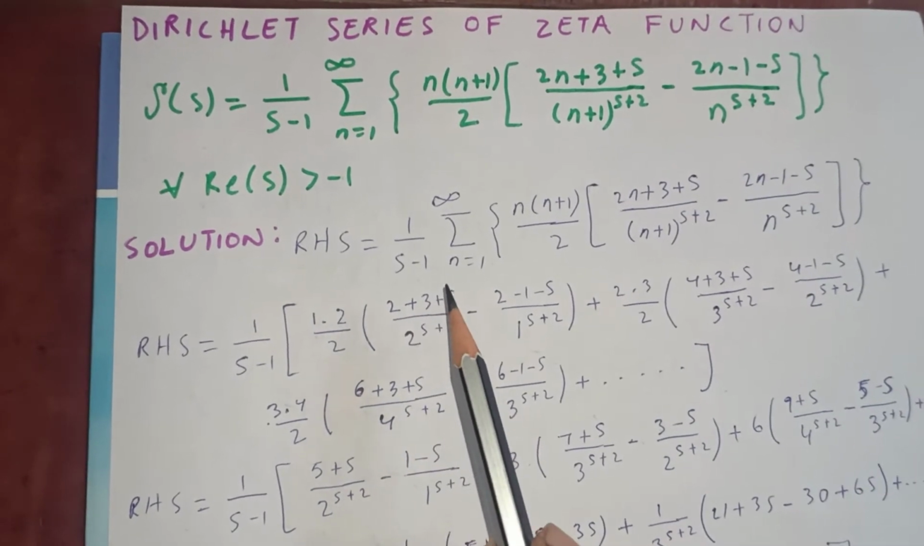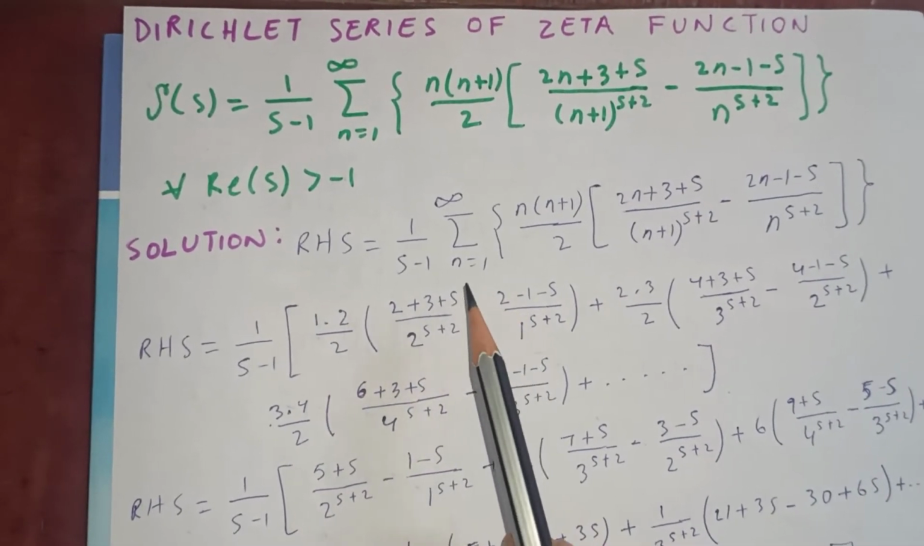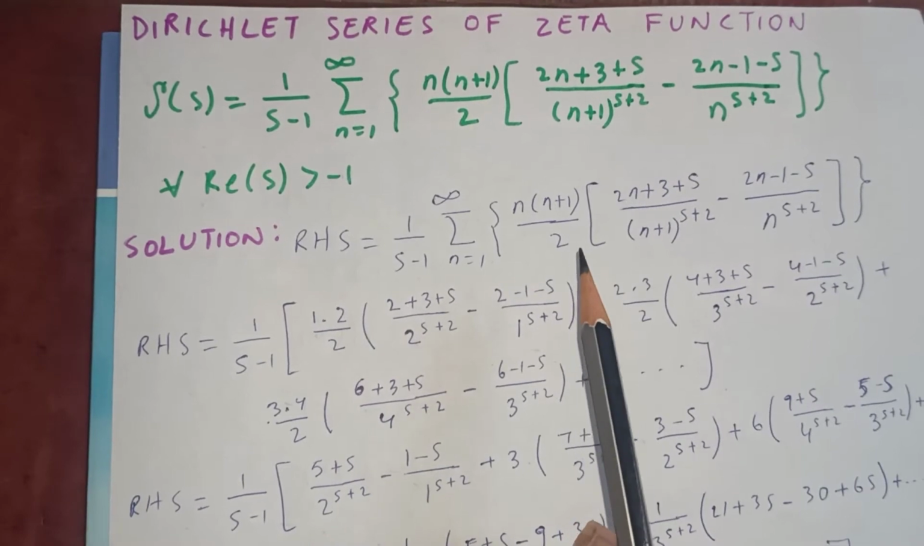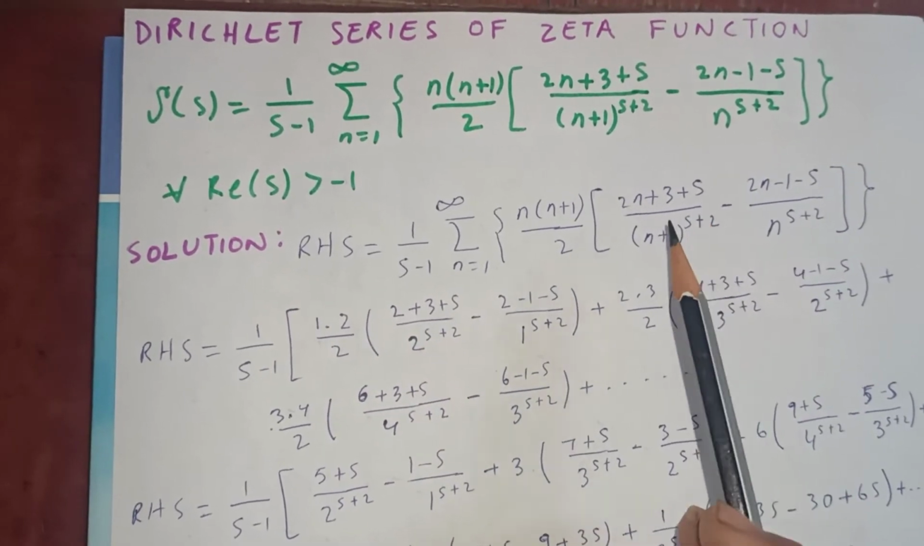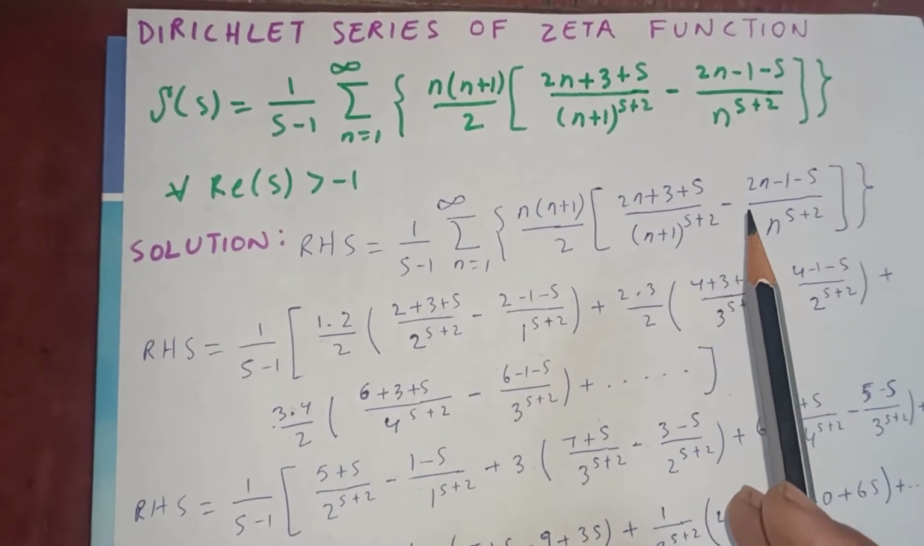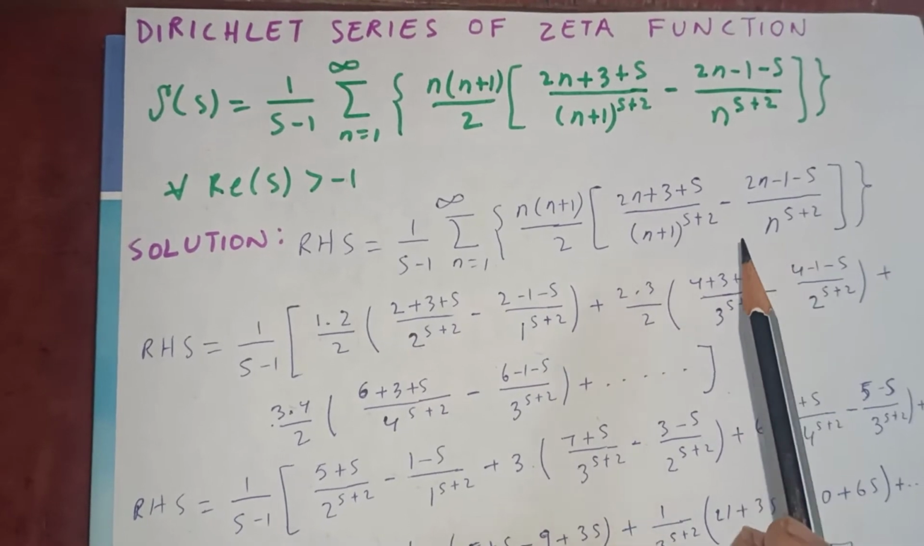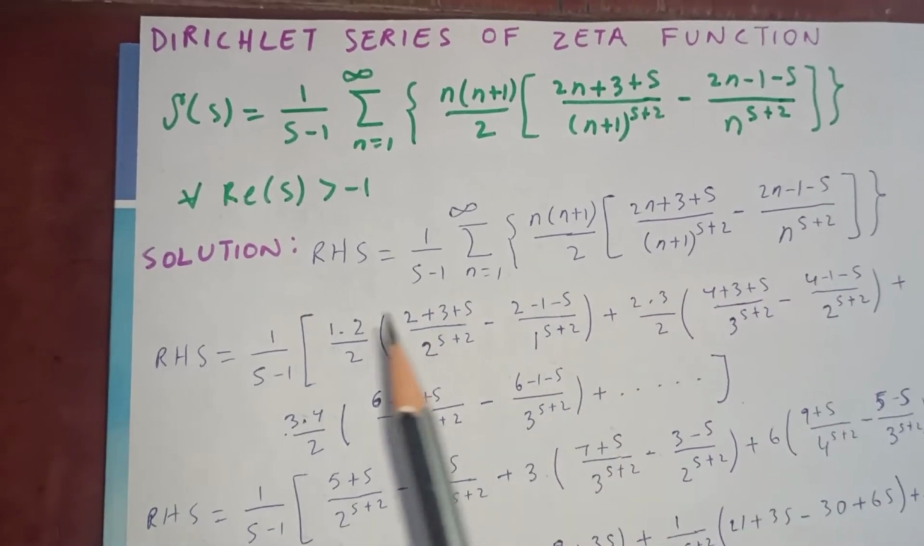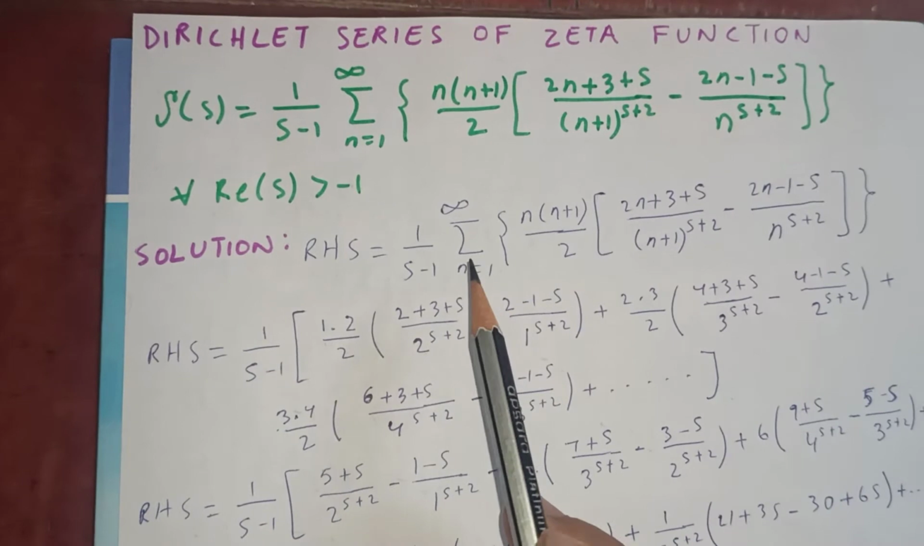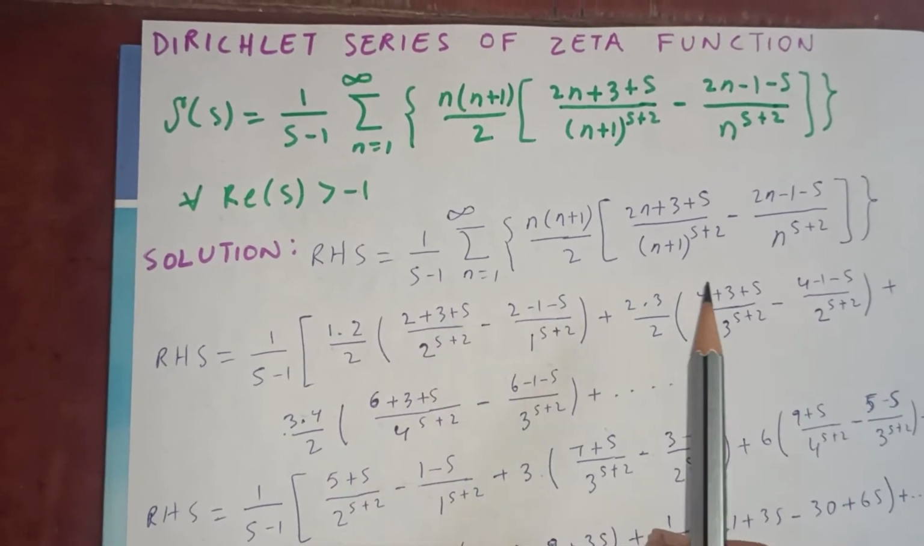So the right hand side is equal to 1 over s minus 1, sum from n equal to 1 to infinity of n plus 1 by 2, times 2n plus 3 plus s upon n plus 1 to the s plus 2, minus 2n minus 1 minus s upon n to the s plus 2. Now just plugging in the values of n, n equal to 1, 2, 3 and so on.